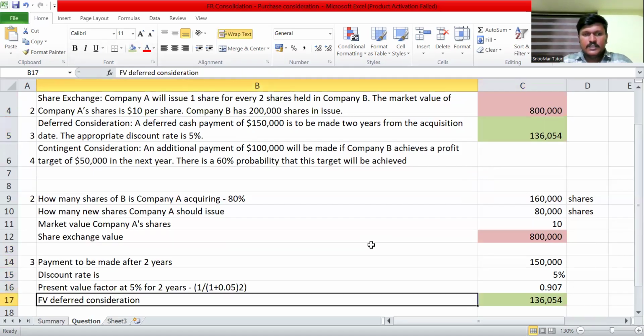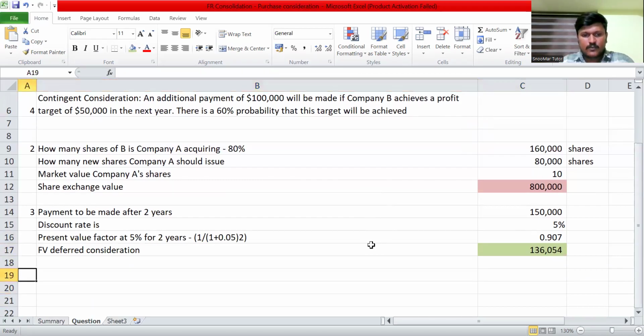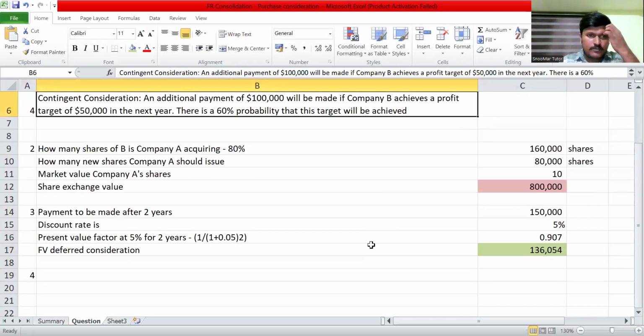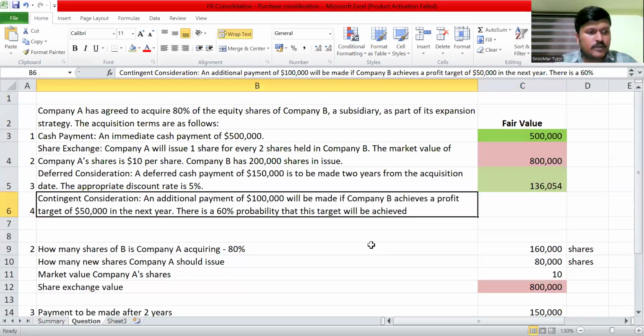Now the third one is done. Now the fourth one. Normally from an FR point of view, it will not be like this. From the FR point of view, they would give you the fair value of the contingent consideration itself. Let's say, assuming that 100,000 is your fair value of contingent consideration, you can take that directly under the FR concept. But in a real life scenario, it would not be the case.